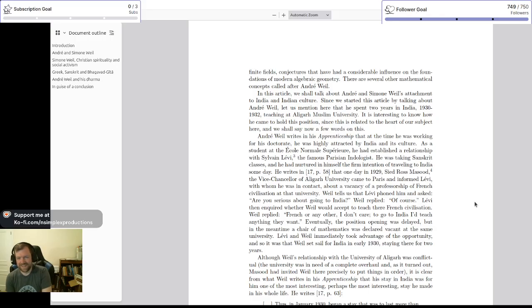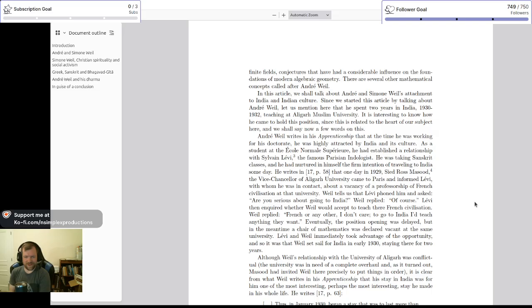Nice. Eventually, the position opening was delayed, but in the meantime, a chair of mathematics was declared vacant at the same university. Lévy and Weil immediately took advantage of the opportunity, and so it was that Weil set sail for India in early 1930, staying there for 2 years. Although Weil's relationship with the University of Aligarh was conflictual, the university was in need of a complete overhaul, and as it turned out, Masood had invited Weil there precisely to put things in order.